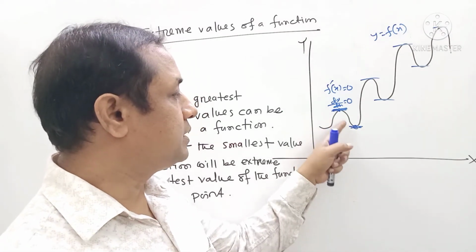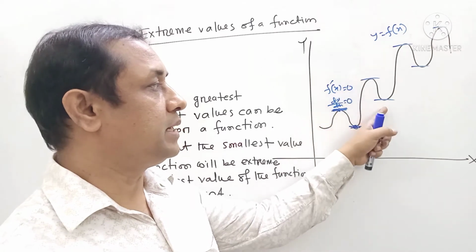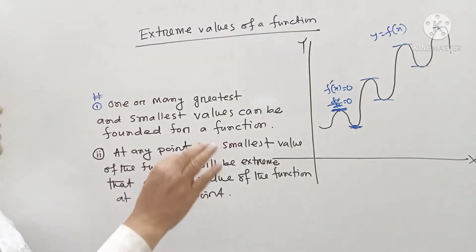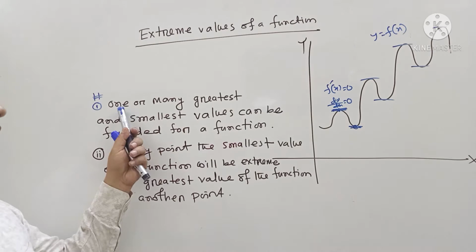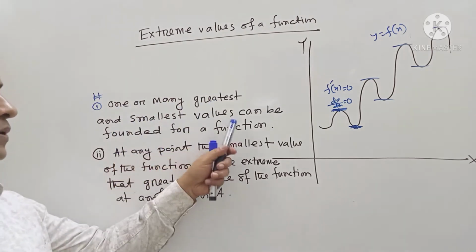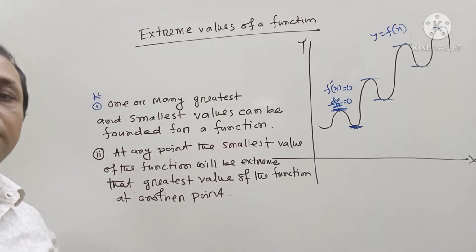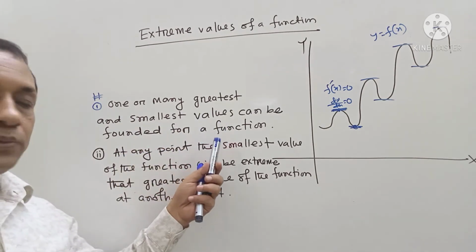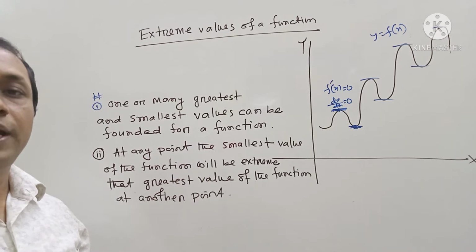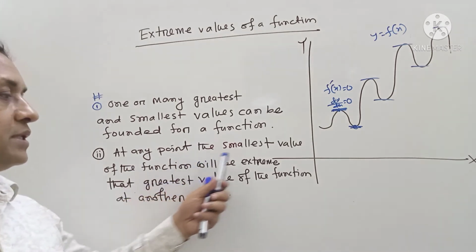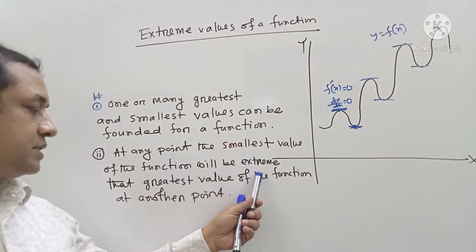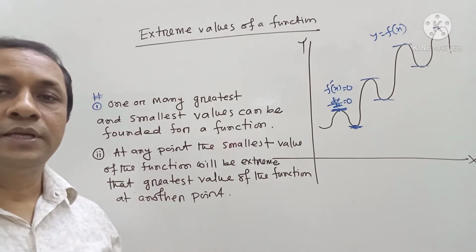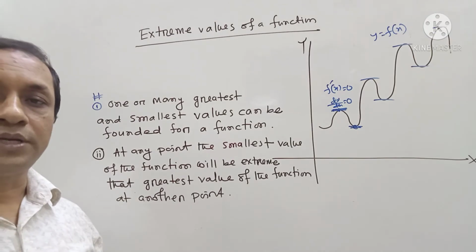So student, here we have maximum and minimum values. Now from the figure, condition number one: one or many greatest and smallest values can be found for a function. And condition number two: at any point the smallest value of the function will be an extreme, and the greatest value of the function at other points. These are very important conditions.